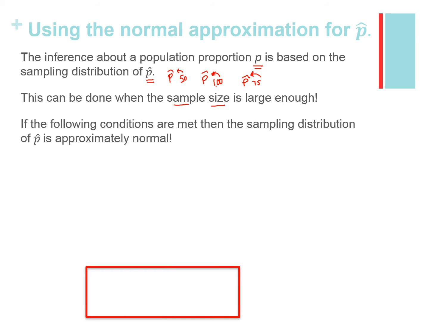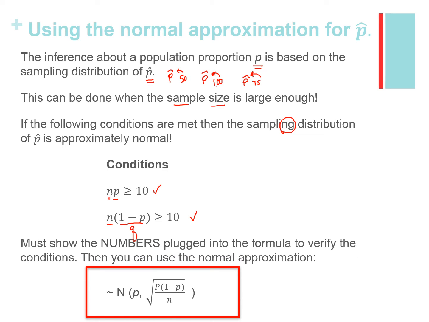If the following conditions are met, the sampling distribution of p hat is approximately normal. So how do I know if it's normal? These conditions and assumptions are something that we're going to be talking about a lot, so get used to this wording. The first condition we have to meet is that n, your sample size, times p, the population proportion, is greater than or equal to 10. And n times q, which is 1 minus p, is also greater than or equal to 10. That proves that our sampling distribution will be approximately normal. You must show the numbers plugged into the formula to verify the conditions. Then you can use your normal approximation.